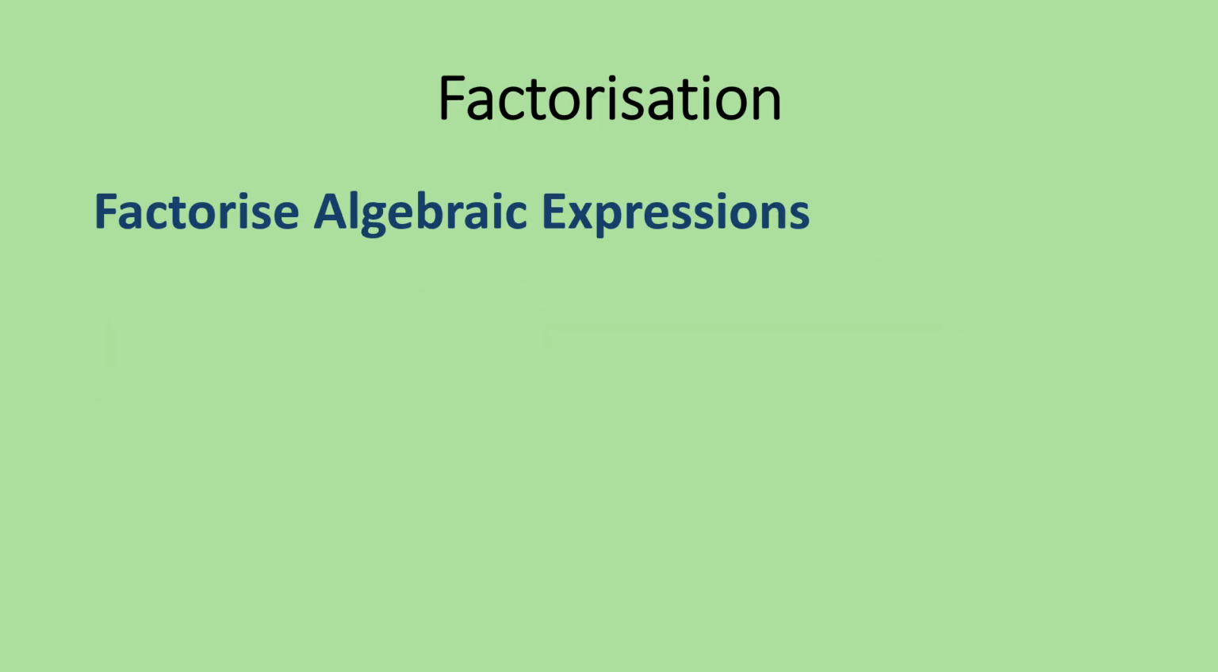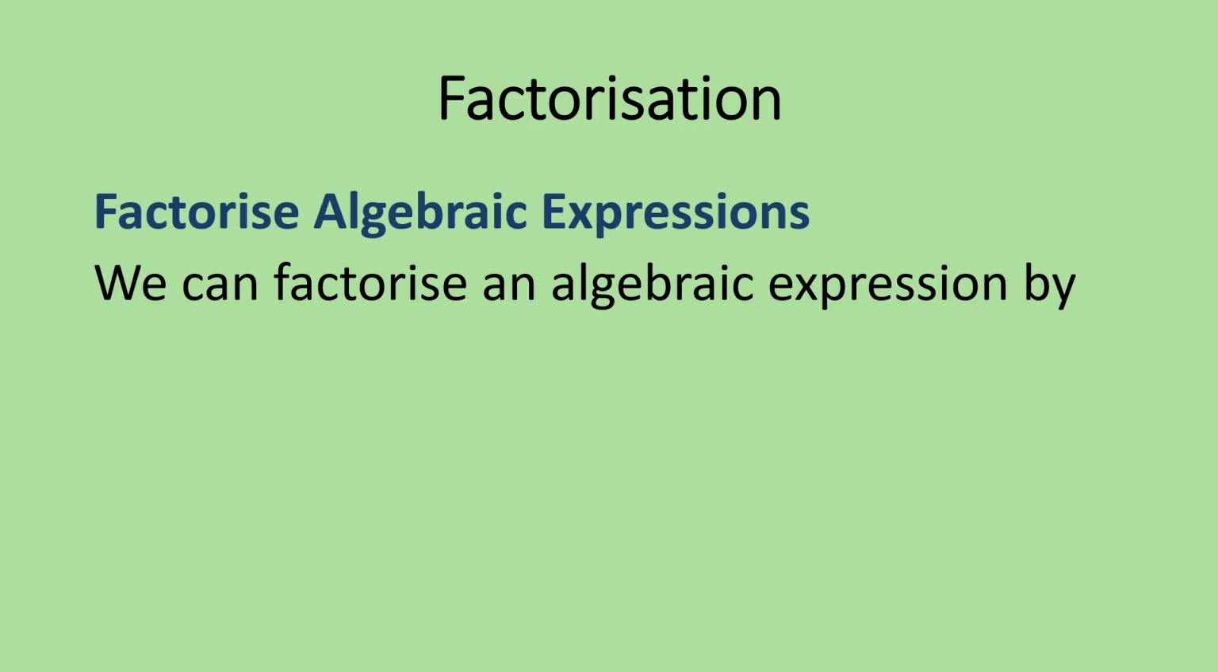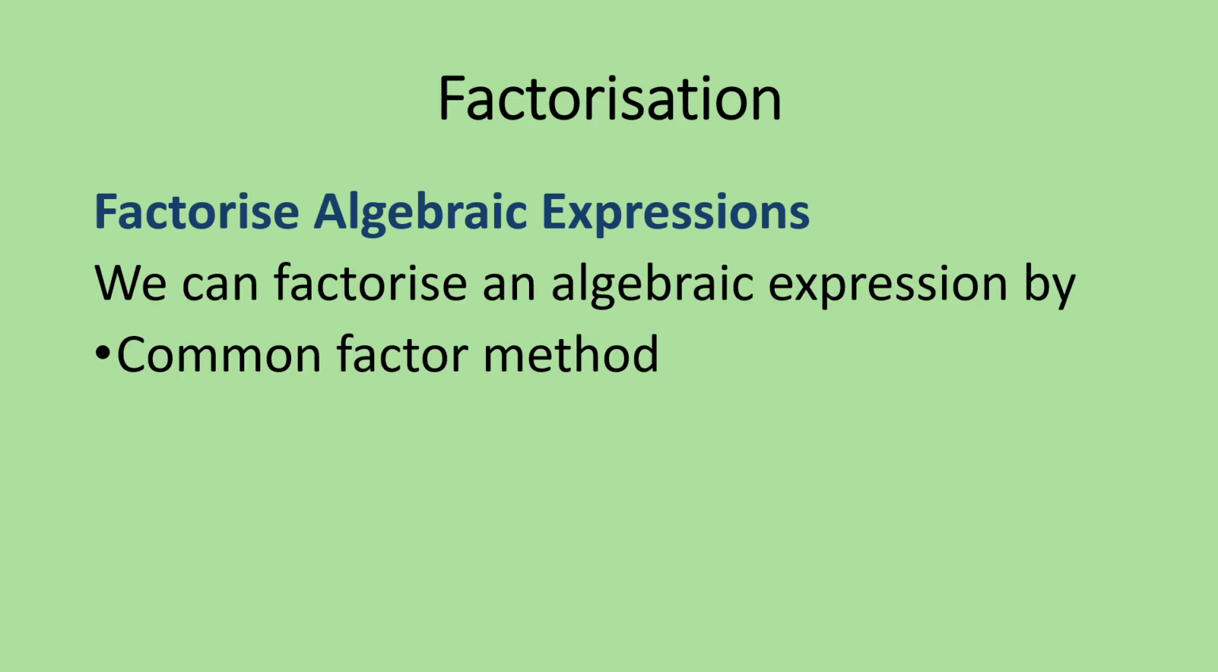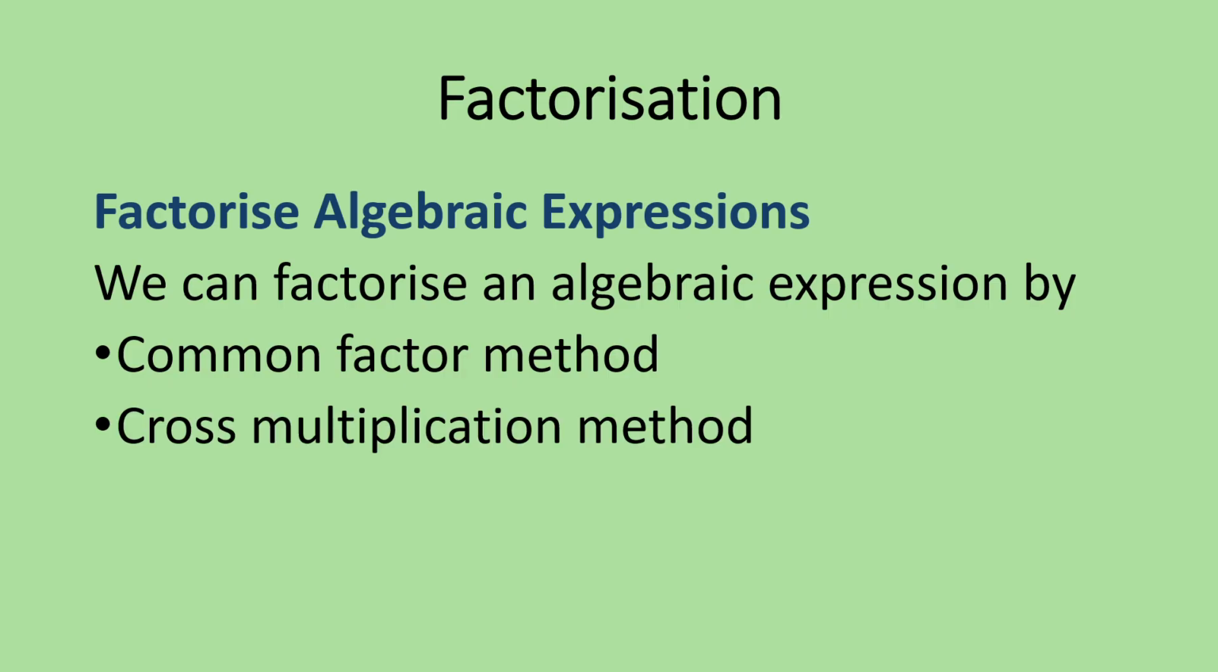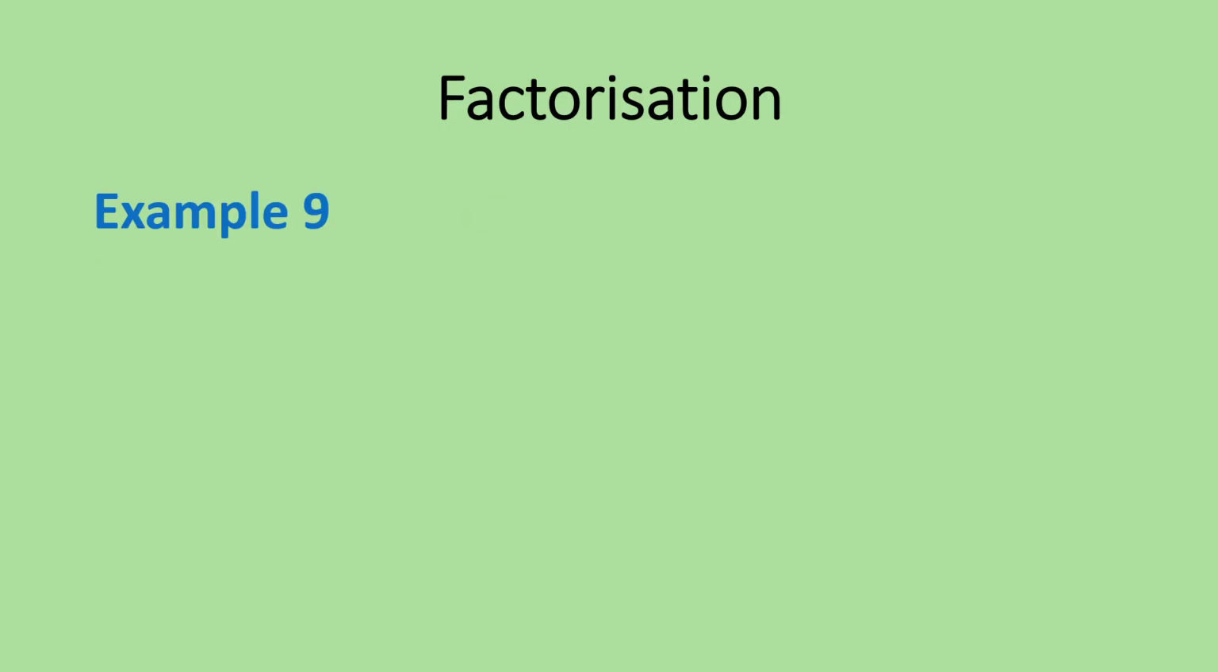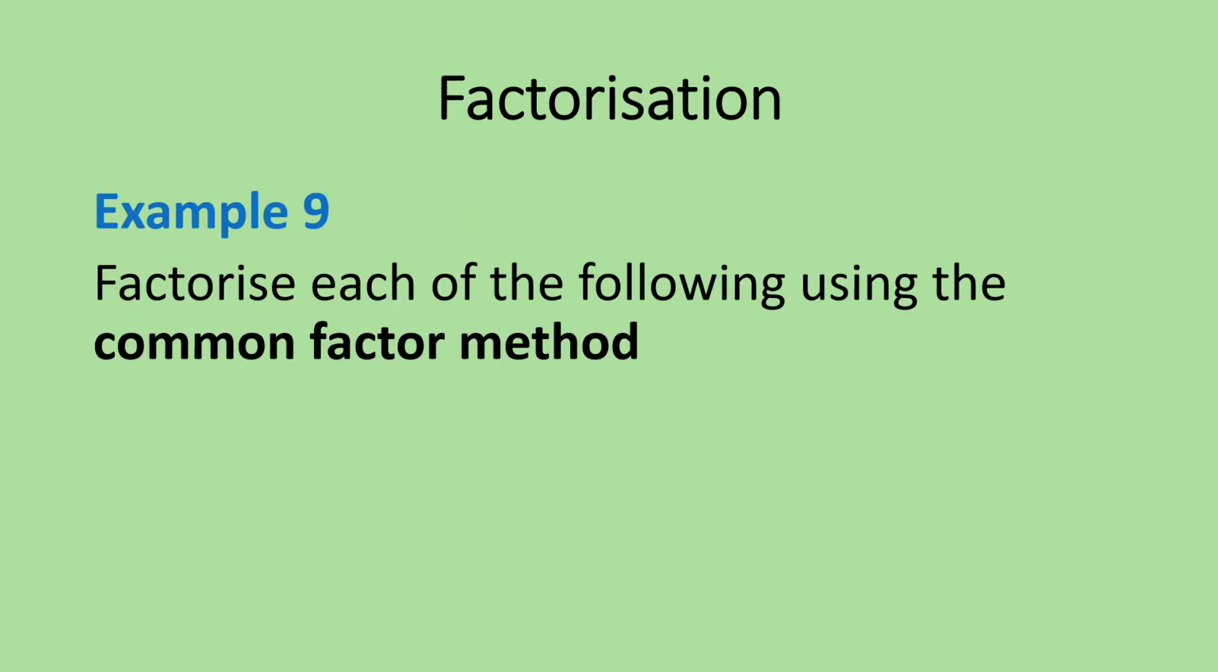We can factorize the algebraic expression by the following: the common factor method and the cross multiplication method. Two ways of doing it. One example: factorize each of the following using the common factor method. 10pq plus 15p square minus 35p.